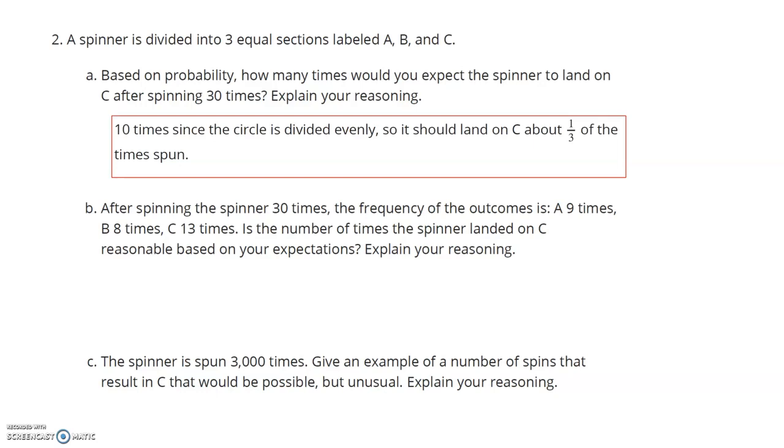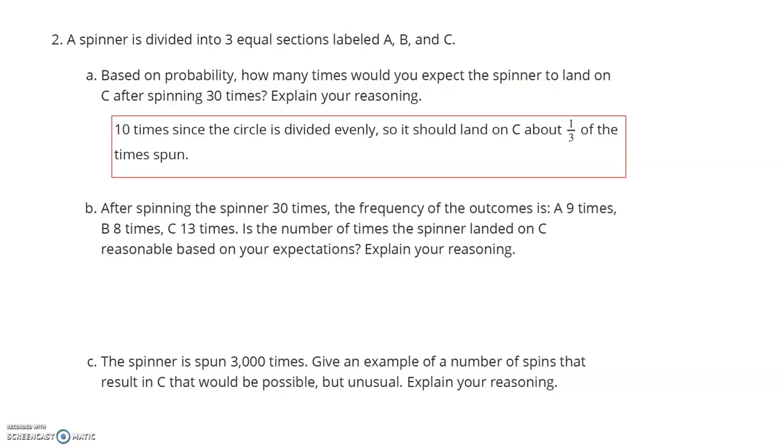So it says, after spinning the spinner 30 times, the frequency of the outcome is 9 times for A, B 8 times, C 13 times. And the question is, is the number of times the spinner landed on C reasonable based on your expectation? Explain your reasoning.